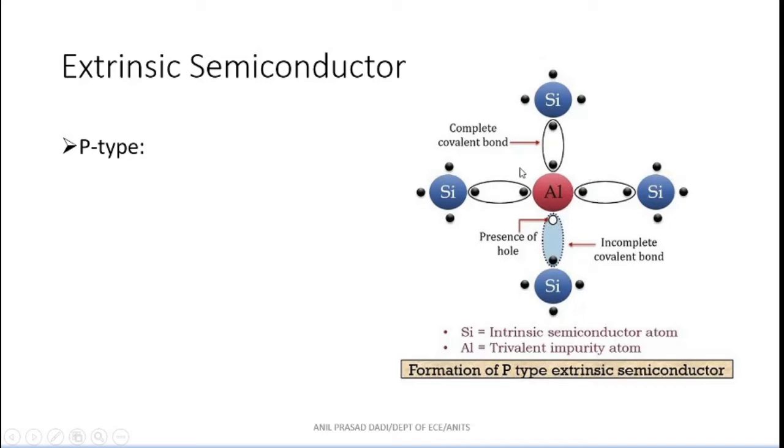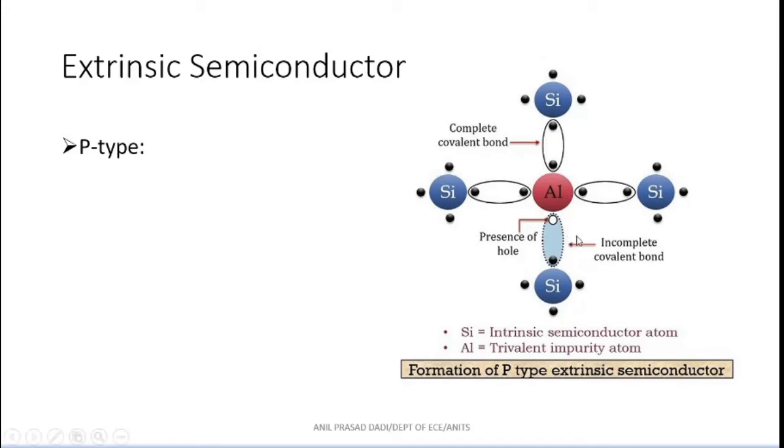Aluminum has only 3 valence electrons, so the nearby silicon atoms are involved in the bond formation, and for this silicon atom to perform the bond formation, there is nothing. So that means, the absence of an electron in a covalent bond, we are calling the presence of a hole. So adding one aluminum impurity atom to the intrinsic silicon is creating a hole.